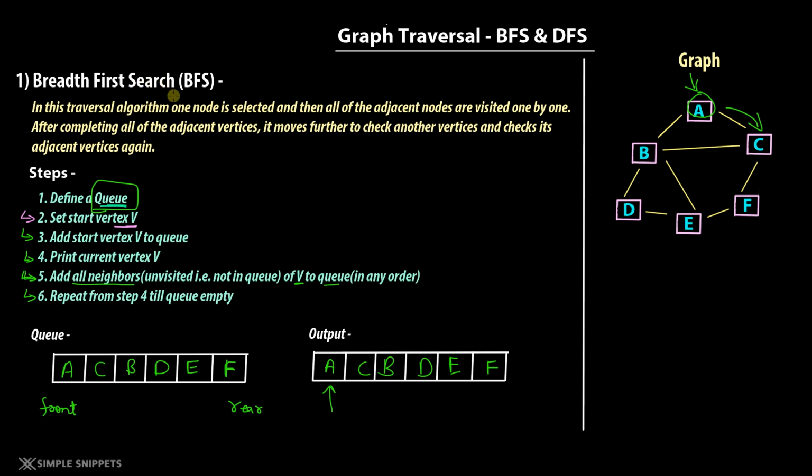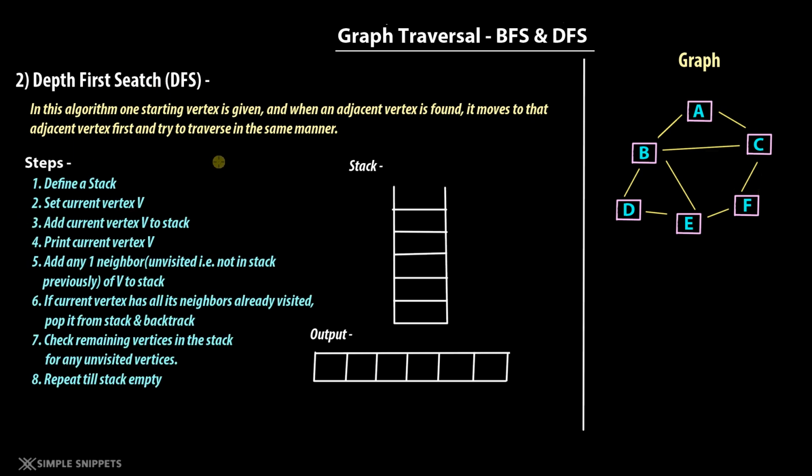Now let's see how depth first search is done, and that is where another data structure is also used. So in breadth first search, we were using a queue data structure, and in DFS, that is depth first search, we are going to use a stack data structure. So again, the theory is over here, we've already talked about that, but in the steps, first thing is we define a stack. The next thing is we set a current vertex.